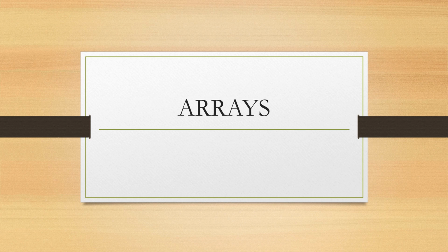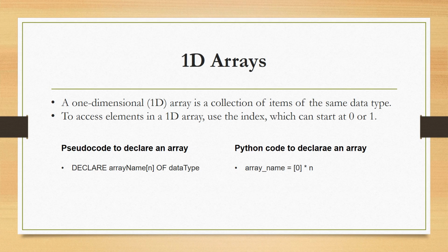Next concept is arrays. Arrays are basically a data structure. It is used to store multiple values, or you can say multiple values of the same data type or different. There are two types of arrays, 1D and 2D array. By the way, we have multi-dimensional arrays, but in this chapter, we will be talking about 1D and 2D arrays. A one-dimensional array is a collection of items of the same data type. To access elements in a 1D array, use the index which can start at 0 or 1. In pseudocode, we'll declare an array like DECLARE array name. N is the size of an array of data type, right?